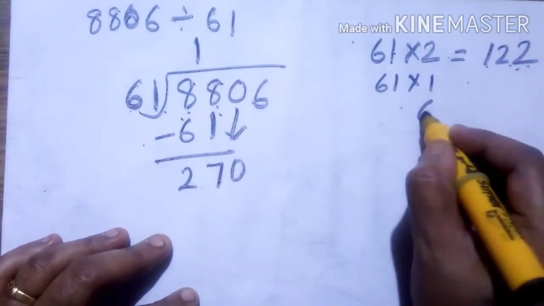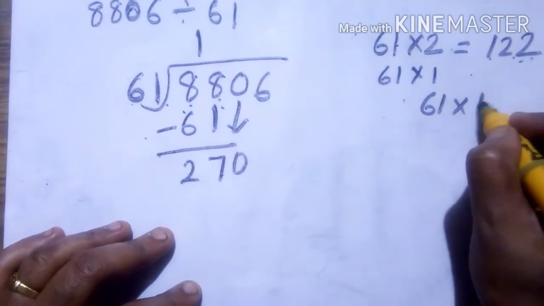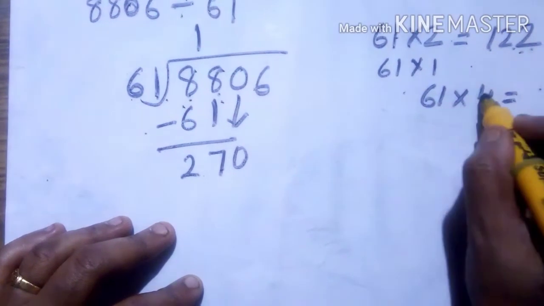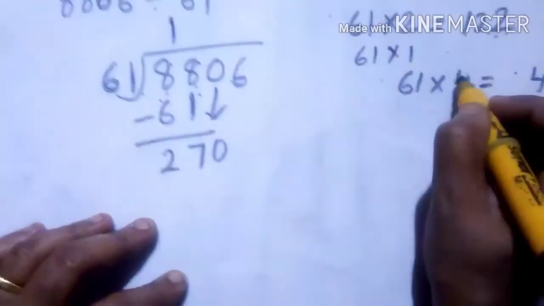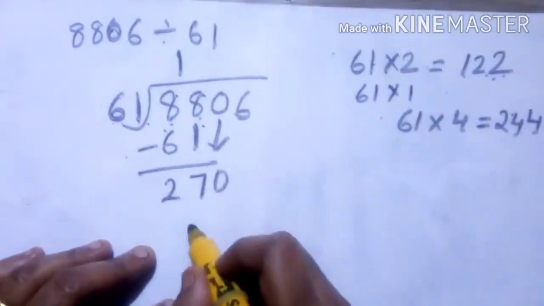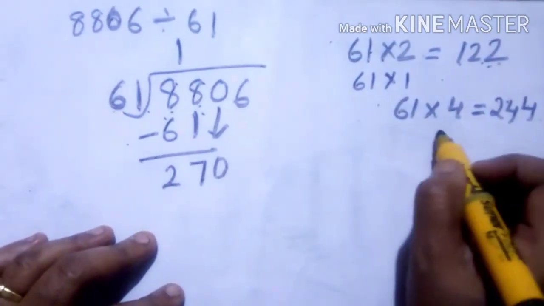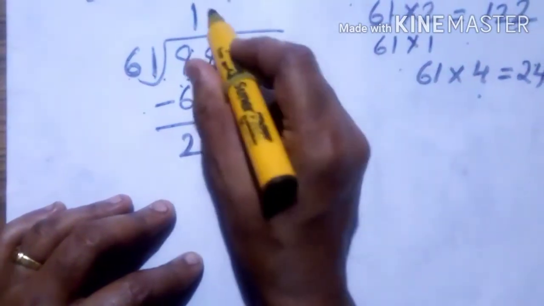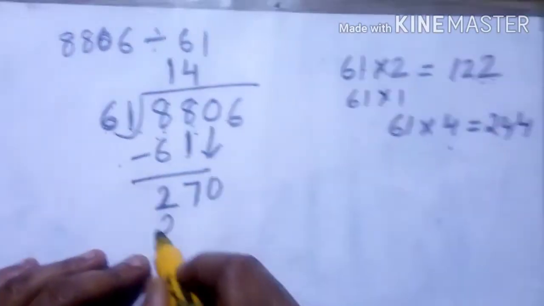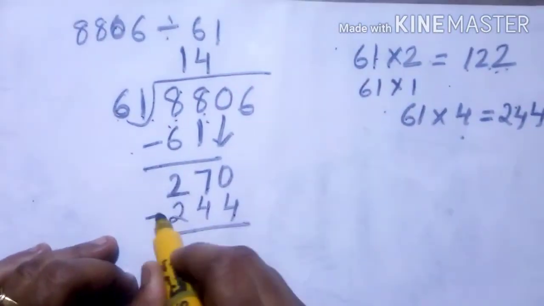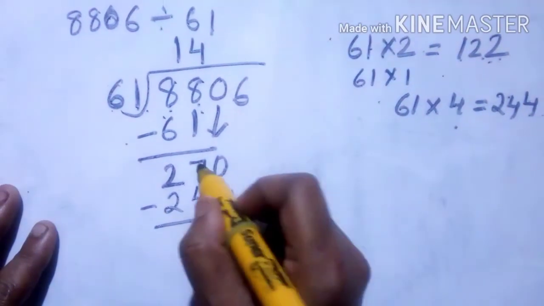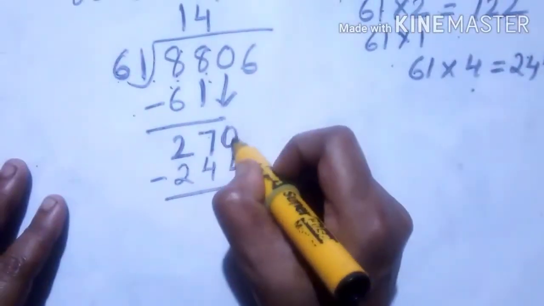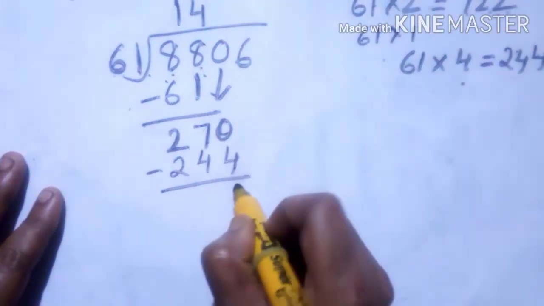So 61 into 4: 4 into 1 is 4, 6 into 4 is 24, that is 244, which is less than 270. If you multiply by 5, you get a bigger number than 270. So 61 into 4 is 244. Now you subtract. You have to bring one balance here: 7, bring 1, it will become 10. 10 minus 4 is 6.